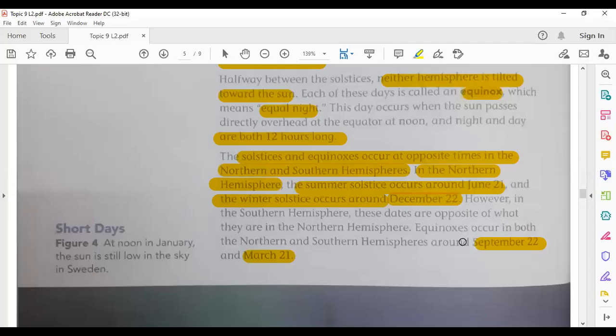So, Yusuf, are all of these details important for the exam? The dates, yes, September 22 or 21?